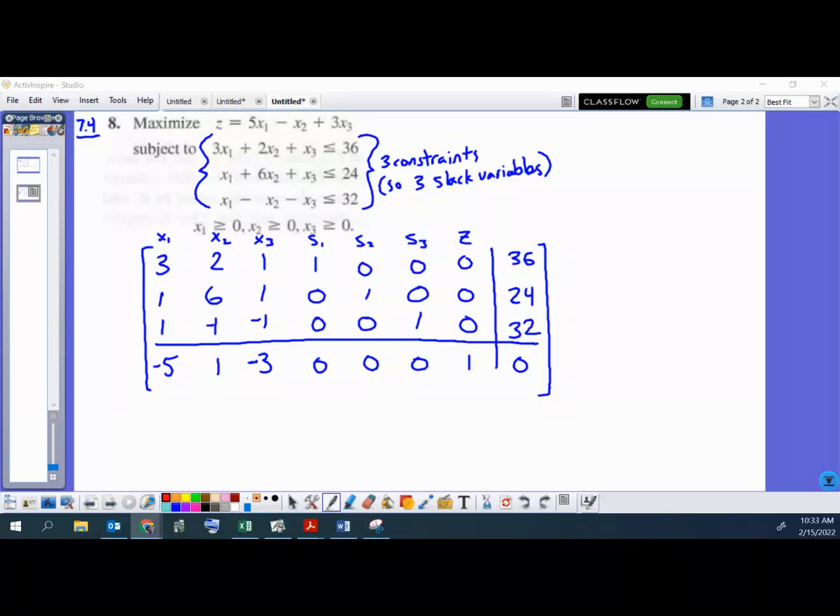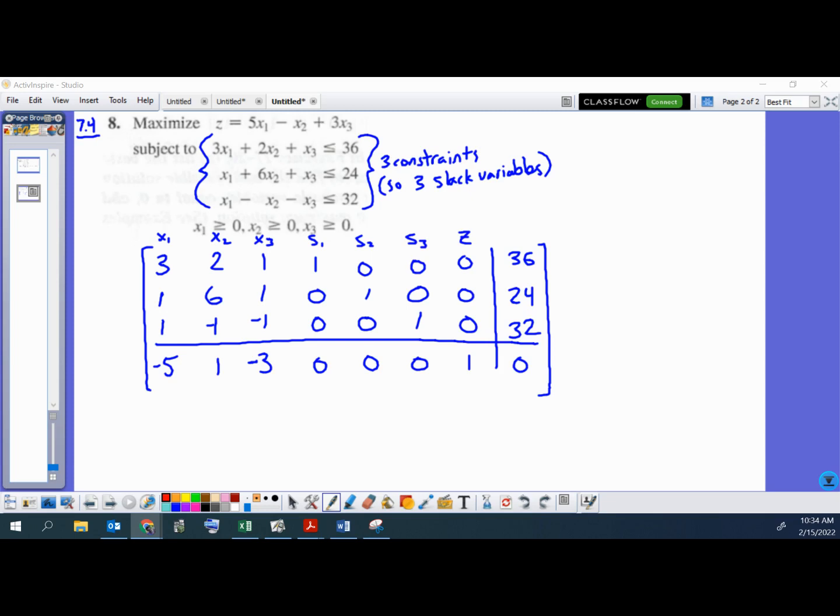We're looking at problem 8 from section 7.4. This is linear programming, the simplex method for maximization. And this problem, all it asked you to do was what we did in part 1, which was to set up the simplex tableau. But we're going to go ahead and keep going with this one as an example. So this is part 2. And in this video, we're just going to go through the pivoting process.